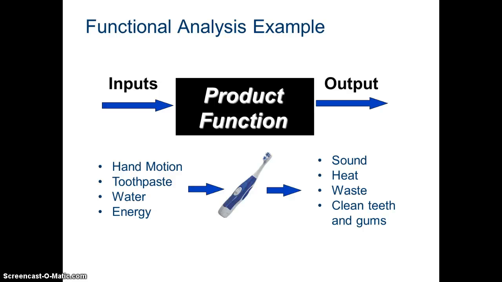So as you can see here, it says hand motion, toothpaste, water, and energy goes into the toothbrush. Something happens inside the toothbrush once we flick the switch. Then what's made is sound, heat, waste, clean teeth and gums, hopefully. Now you guys might say, well, yeah, I know there's sound. What's the heat come from? Well, that's friction. And that is something you guys are going to include in all of yours because friction is a byproduct of any mechanical motion.